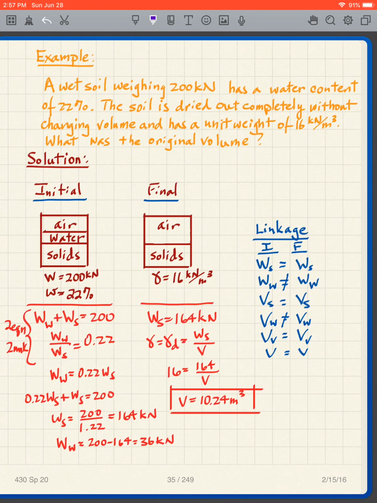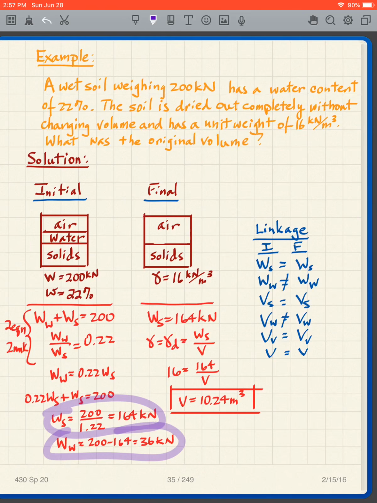All right, so now let's look at what we know. I know capital W and small w. That means I have two equations and two unknowns, if you know the shortcuts that I've taught you. So I've got weight of the water plus the weight of the solids is 200, weight of the water over the weight of the solids is 0.22, two equations, two unknowns. I'm not going to go through it again. I get the weight of the solids, I get the weight of the water.